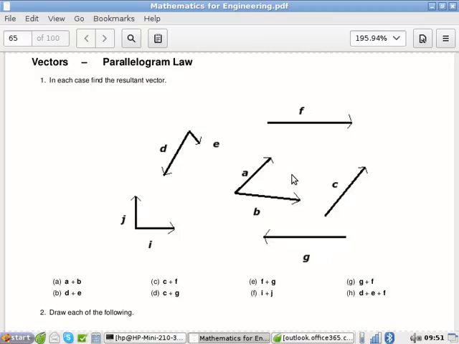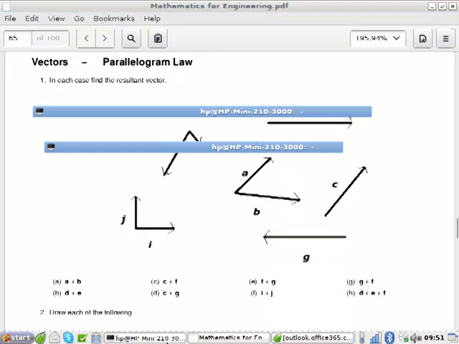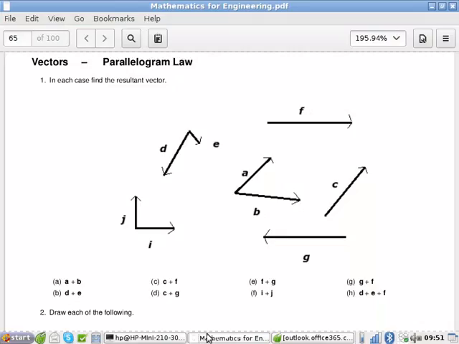Draw C and D, so I'll do that. Let me just close this. Okay. Just wait for the writing pad.